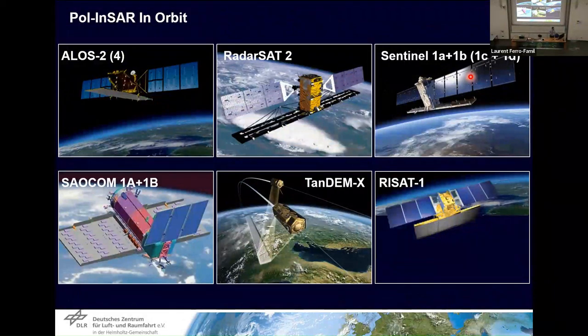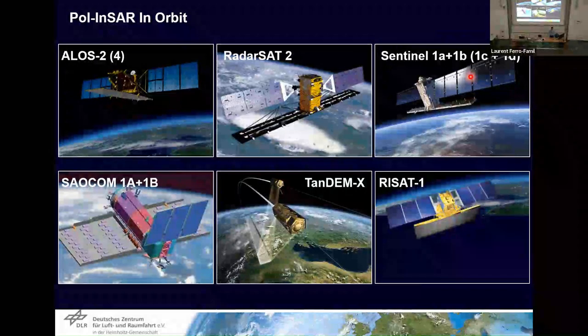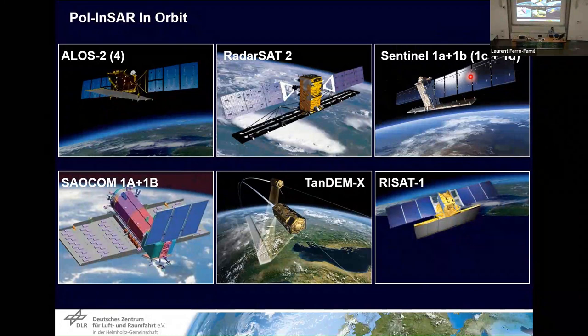And of course, in terms of systems, you have airborne acquisitions that for Pol-InSAR configurations are easy to get because they're also more under control in terms, for instance, of the baselines that you can realize. You can also have, however, space-borne acquisitions. And there is a number of sensors that have that.